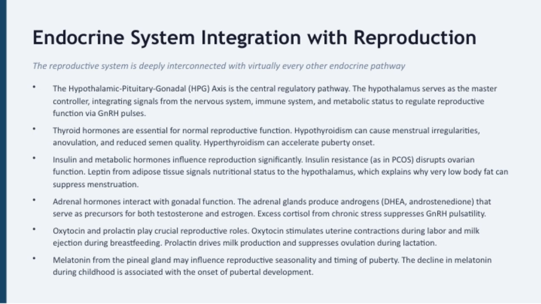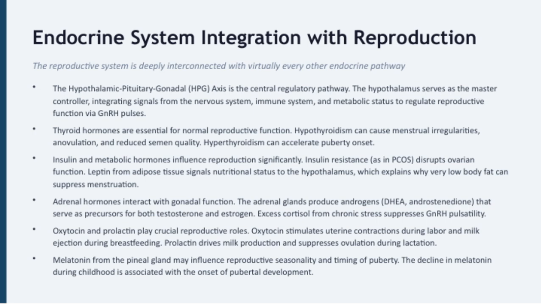Leptin, which comes from fat tissue, signals to the hypothalamus about the body's nutritional status. That's why very low body fat can suppress menstruation, because the body perceives that there's not enough energy to support reproduction. Adrenal hormones are interconnected as well. The adrenal glands produce androgens such as DHEA and androstenedione, which can serve as precursors for both testosterone and estrogen. However, excess cortisol, often from chronic stress, can suppress GnRH pulsatility, thus impacting reproduction.